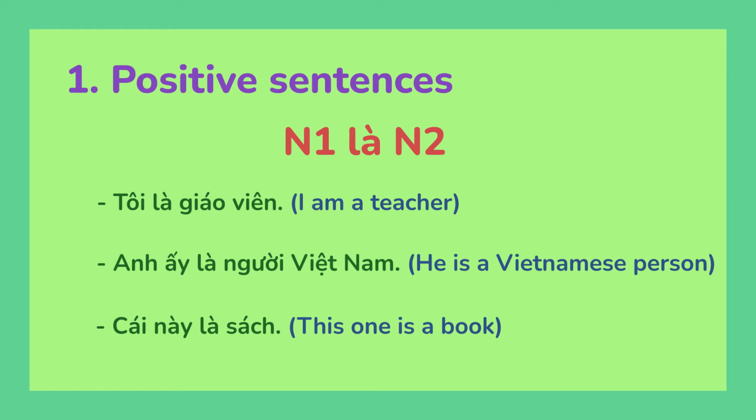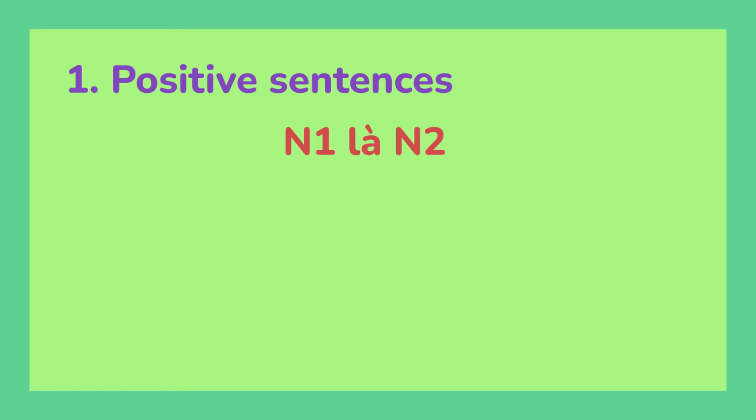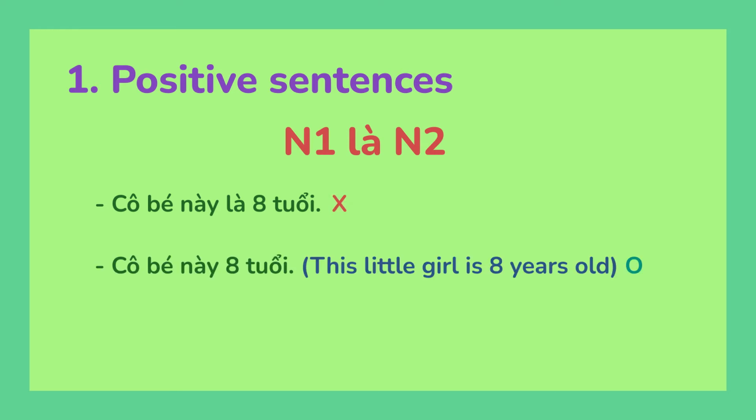Remember that we don't use là to talk about someone's age. So we don't say cô bé này là 8 tuổi. We just say cô bé này 8 tuổi.